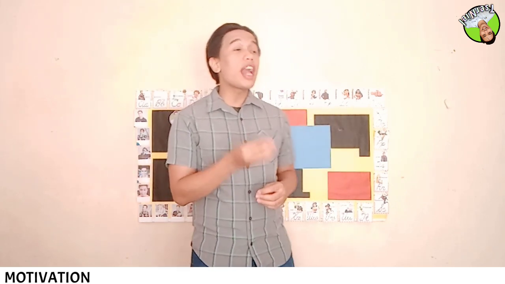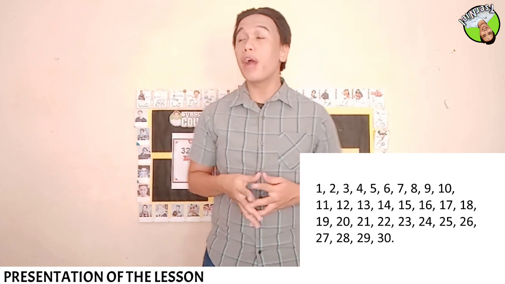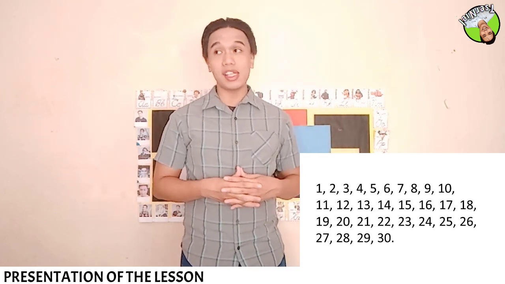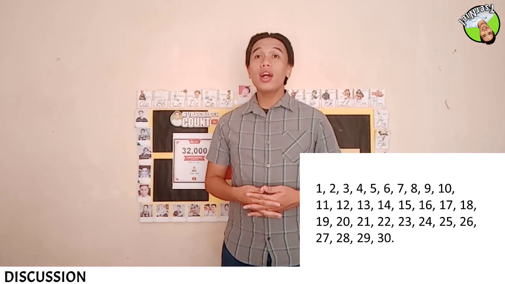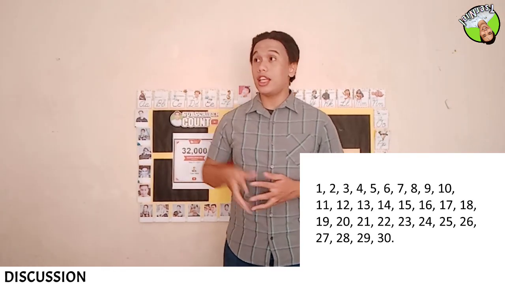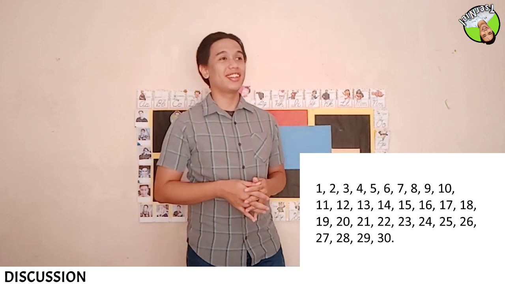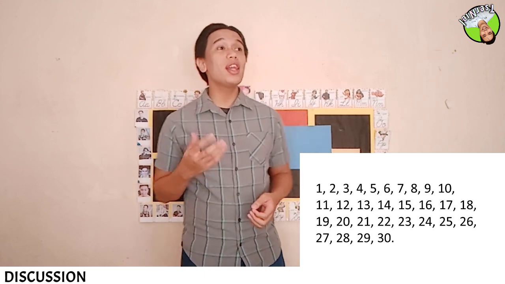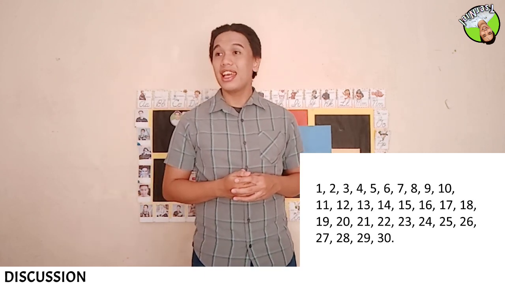Using your illustration boards or show me boards, I want you to write the numbers 1 to 30. Is everybody finished? Okay, let us use those numbers for our lesson today. Our lesson for today is all about the measures of central tendency. Now, I want you to add the numbers 1 to 30. Is everybody finished? Okay, what is the sum? Yes, Angelito.